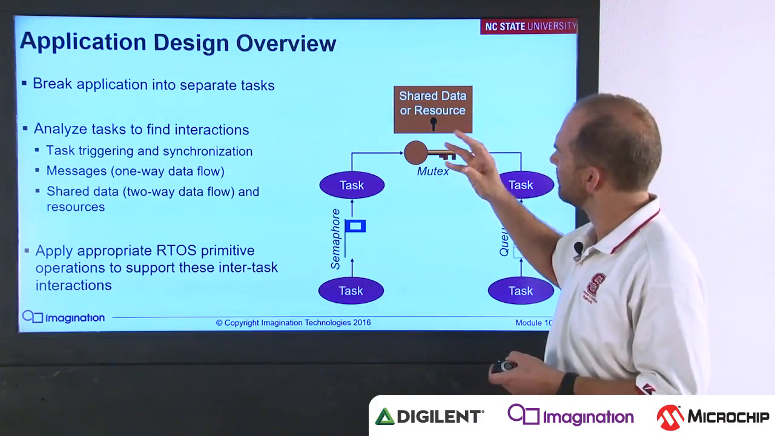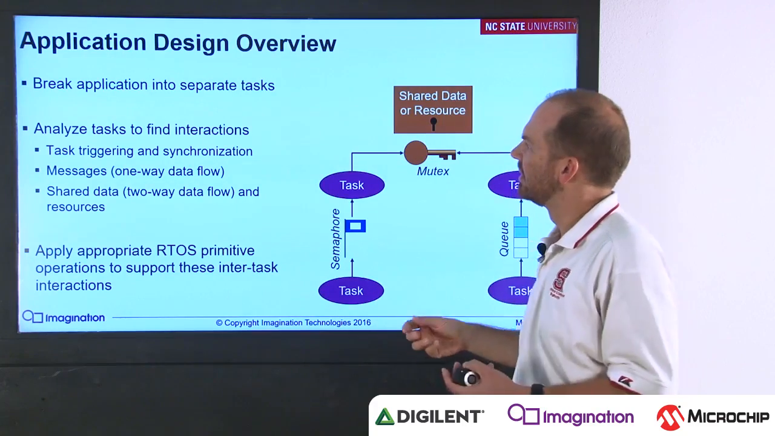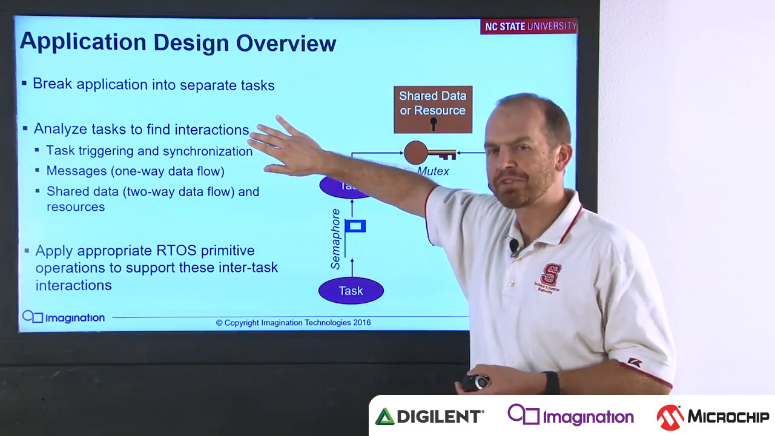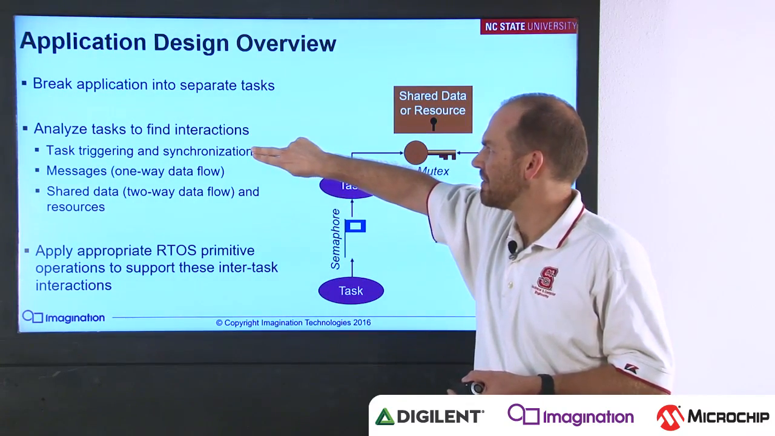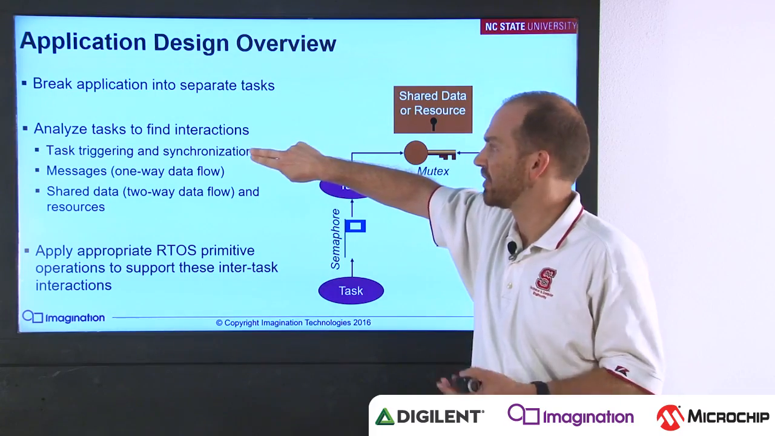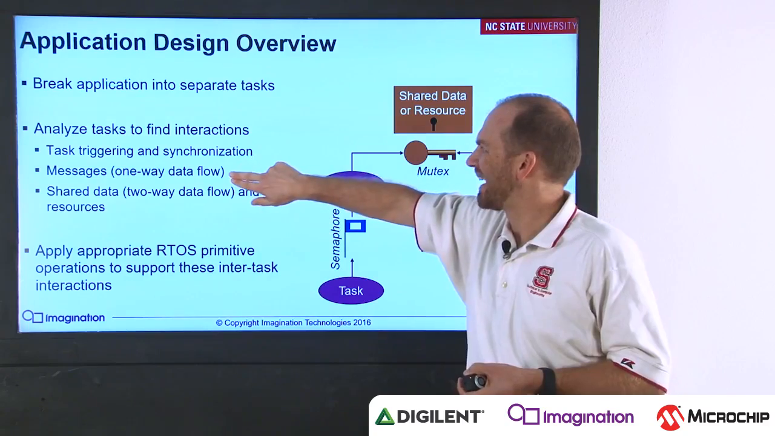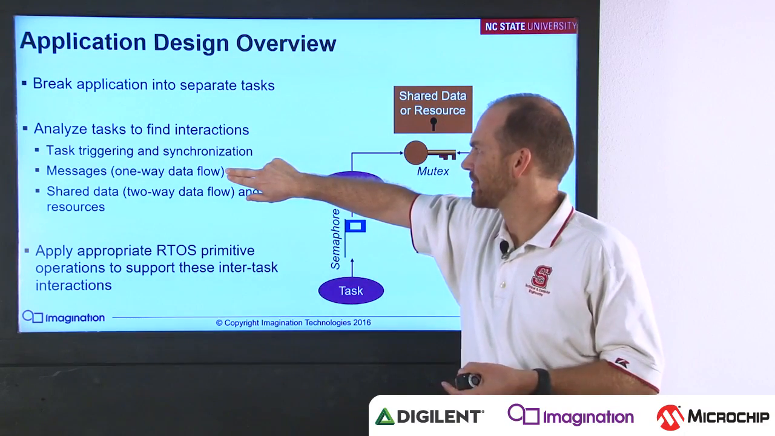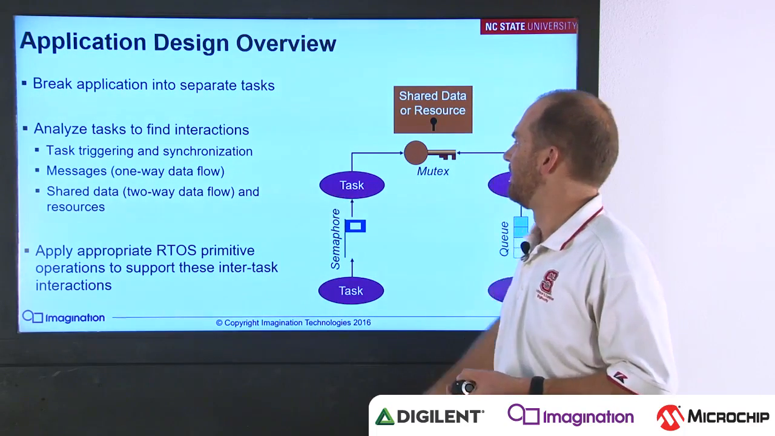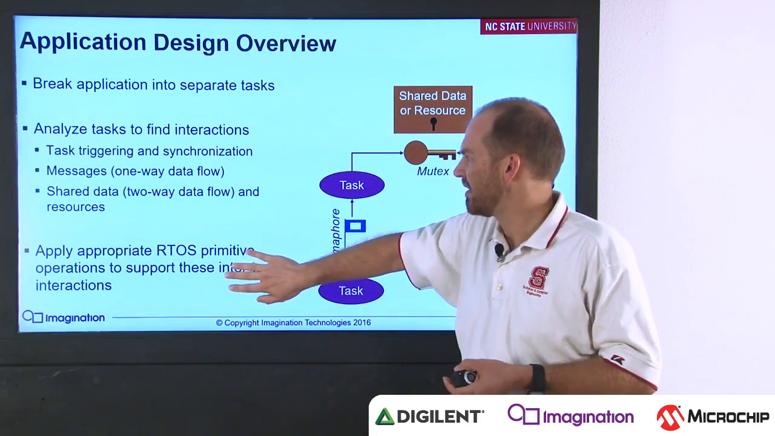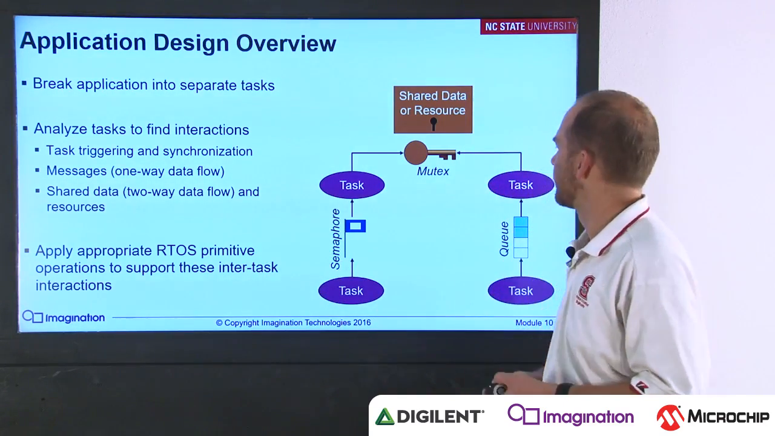And we show how to break the application into separate tasks and then analyze the tasks to find the interactions between them. So there may be issues of task triggering. When does a task run? Synchronization. Should this task run after another task runs? How do we send information through messages with one-way data flow? How do we share data and share resources? We then apply the appropriate RTOS primitive operations to these intertask interactions.